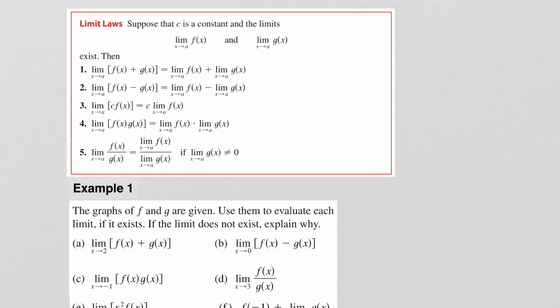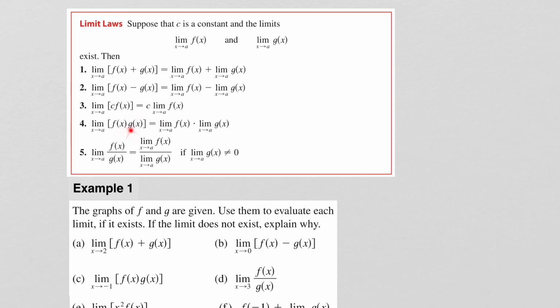Let's go through them. The first limit says if you take the limit of the sum of two functions, this is equal to the sum of the limit of the two functions, assuming that the original limits of the independent functions exist. The same can be said for the limit of the difference between two functions. The limit of a constant multiple of a function is the constant multiple times the limit of the function.